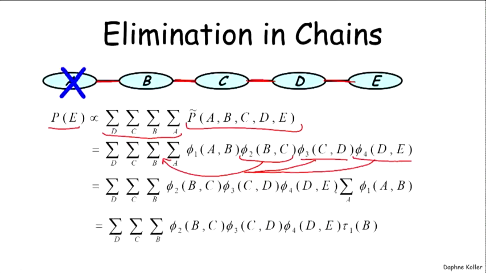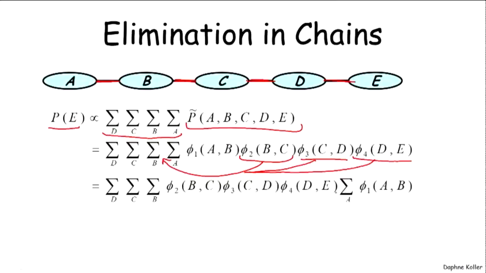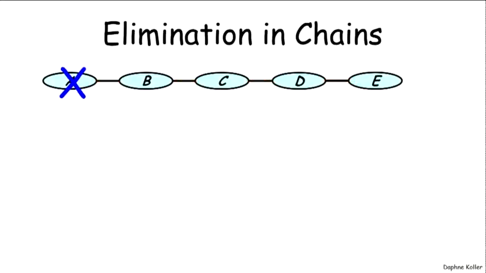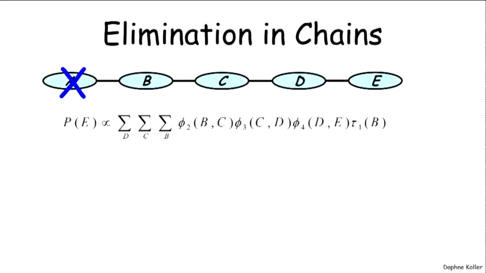Now this is a summation over a pairwise factor, and the result of this is a factor over a single variable B, which we're going to call tau1 of B. And so we end up with an expression that looks like this. So now let's continue developing this expression further. Noting that we now have an expression that doesn't involve A, only the variables B, C, D, and E, so that effectively we've eliminated A from our graphical model.